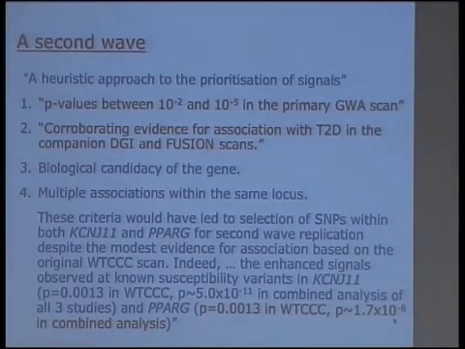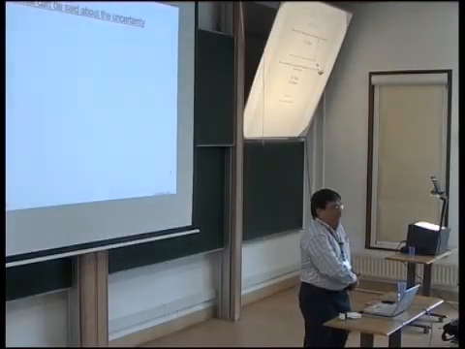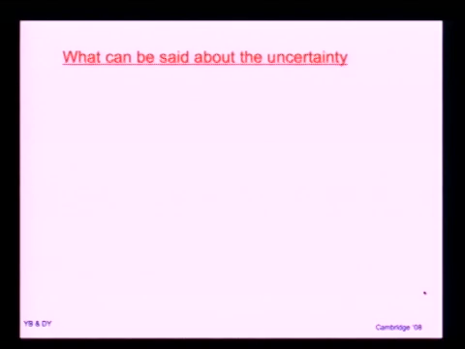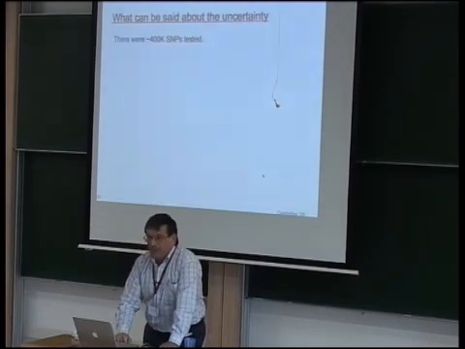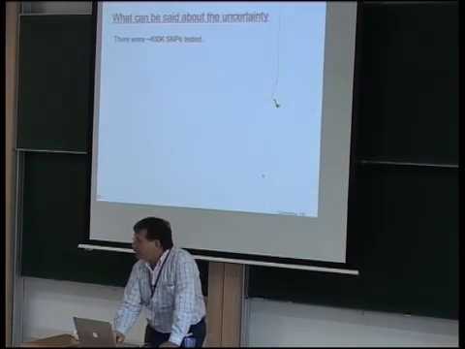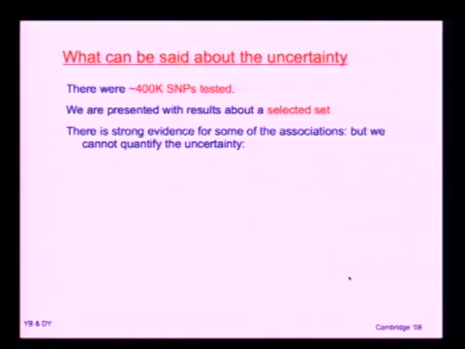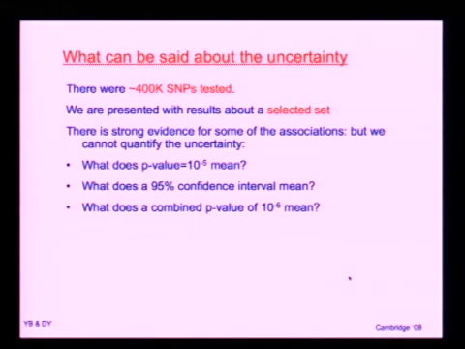And the question that I have is, what can be said about these numbers? These numbers that reflect the uncertainty. You have to realize that there were 400,000 SNPs analyzed, so then 10 to the minus 5 maybe doesn't look that great. We are presented with results about a selected set, a very small set selected from the big ones. There is strong evidence for some of the associations there, there's no doubt about it, but we cannot quantify the uncertainty involved. What does a p-value of 10 to the minus 5 mean?